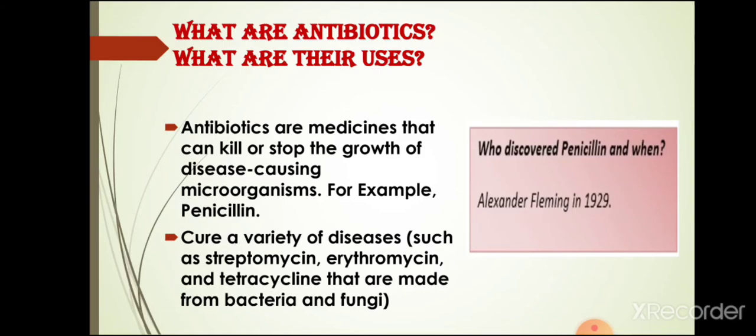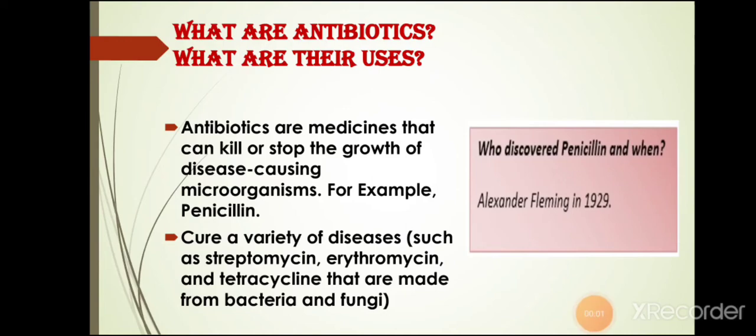For example, penicillin. Penicillin was discovered by Alexander Fleming in 1929. Actually, he was working on a culture of disease causing bacteria. All of a sudden, he found the spores of a little green mold in one of his culture plates. After some time, he observed the presence of mold which prevented the growth of bacteria. It also killed many of these bacteria. So from this, the mold penicillin was prepared.